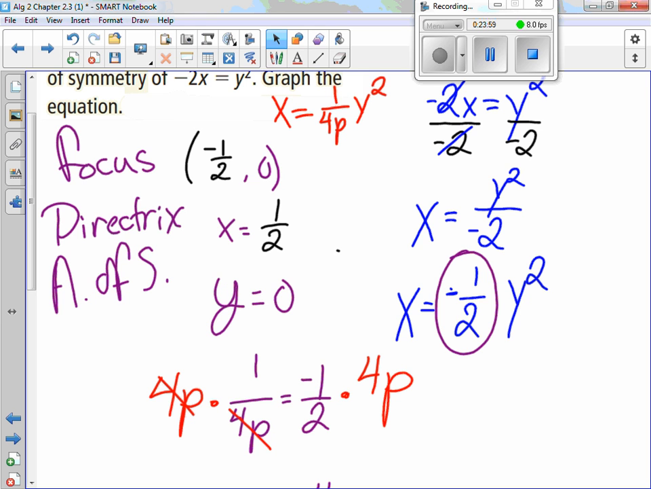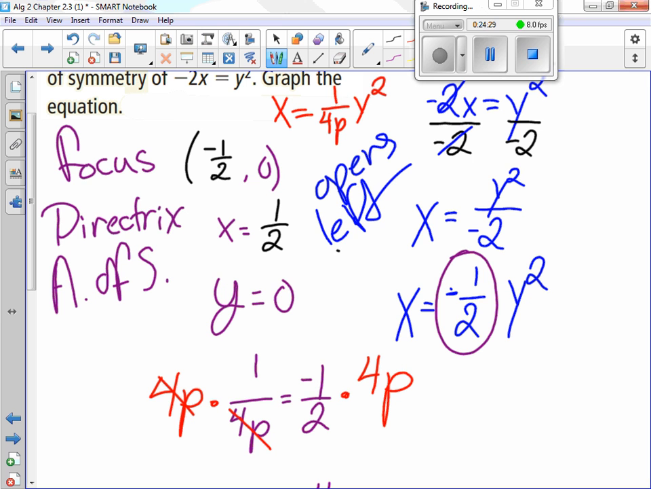Now you might be wondering, well, it's a fraction, isn't it? Why doesn't it give us a whole number? What's our general equation? 4 times p? Well, 4 times 1/2 is 2, isn't it? So it does work out. But when we graph it, we match these things up with the equation. Because the p is negative, it opens to the left.